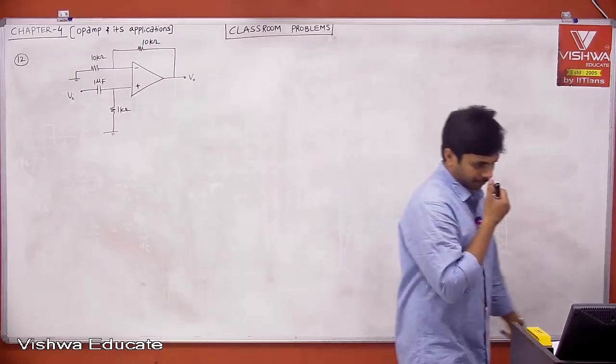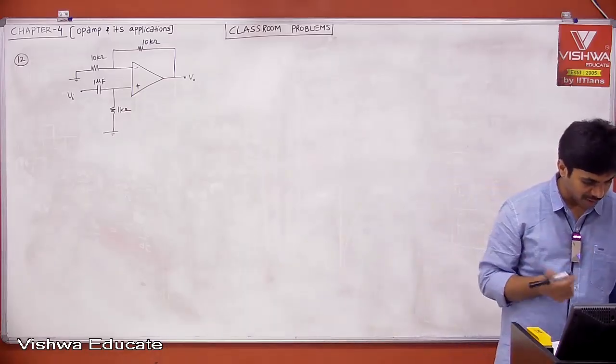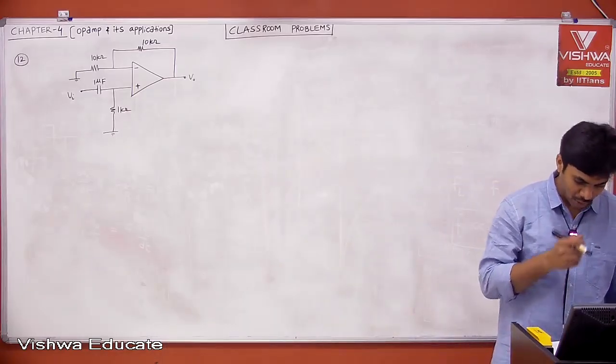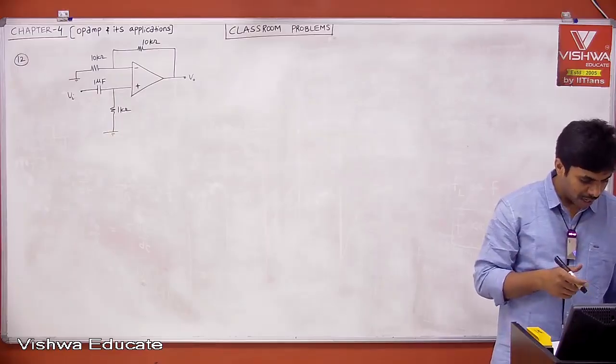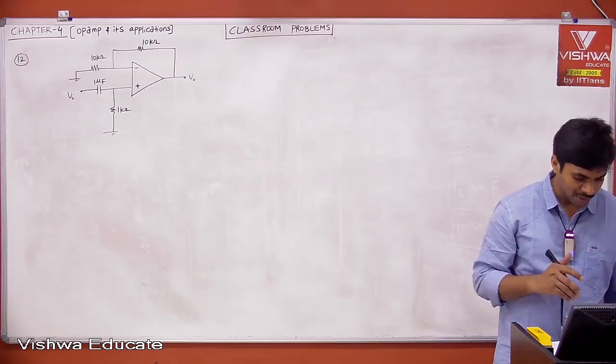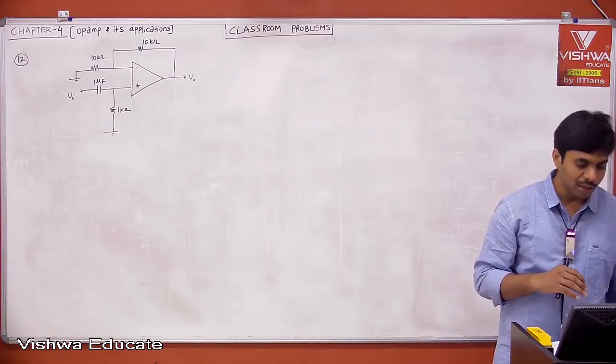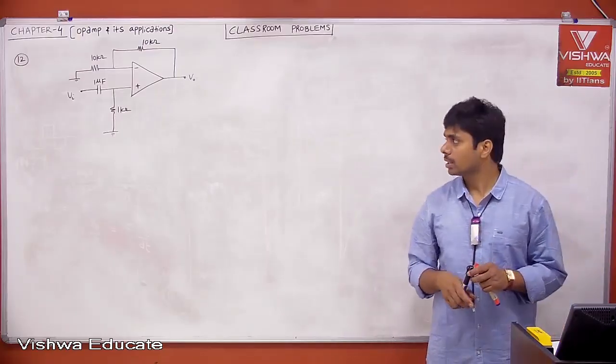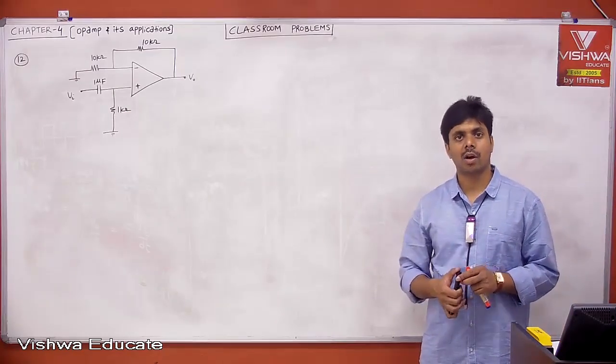Option A, high pass filter 1000 radians per second. Option B, low pass filter 1000 radians per second. Option C, high pass filter 10,000 radians per second. Option D, low pass filter 10,000 radians per second. It is asking indirectly radians per second, not hertz.